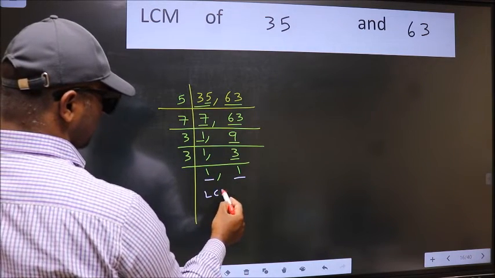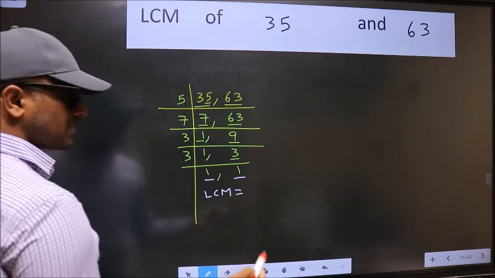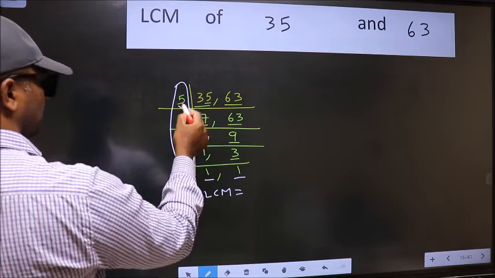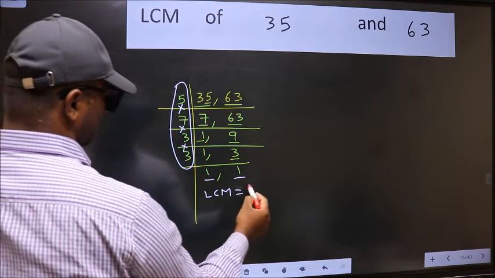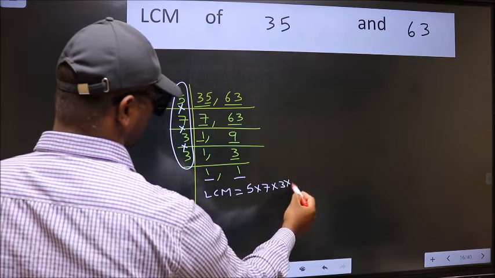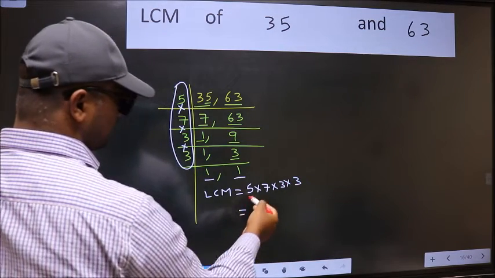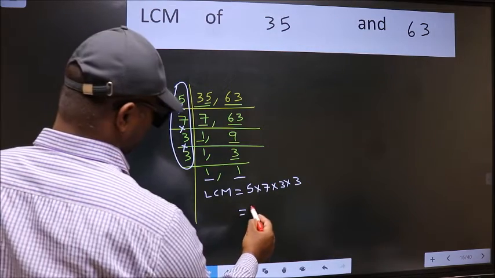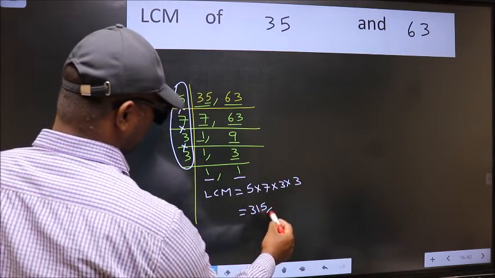So our LCM is the product of these numbers. That is 5 into 7 into 3 into 3. When we multiply these numbers, we get 315 as our LCM.